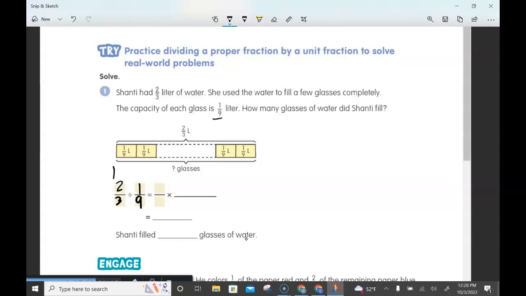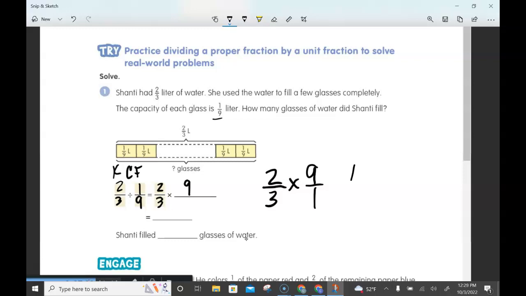If you remember, we're going to keep, we're going to change, we're going to flip. It's going to be 2/3 times 9 over 1, or just times 9. All right, so what we have here, we have 2/3 times 9. I even like to put it over 1 like that.